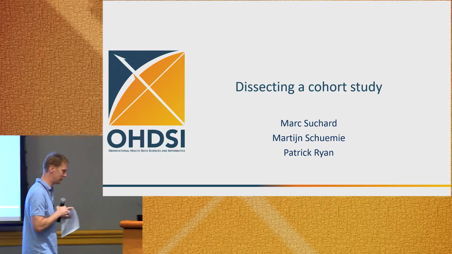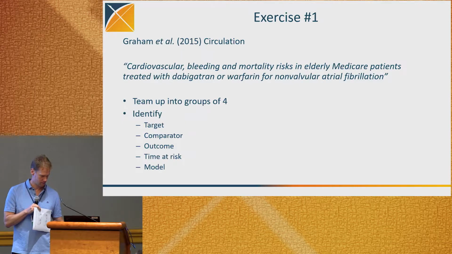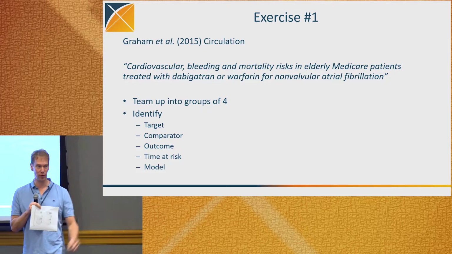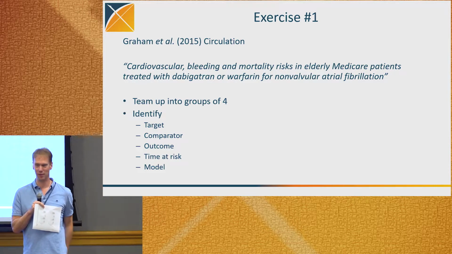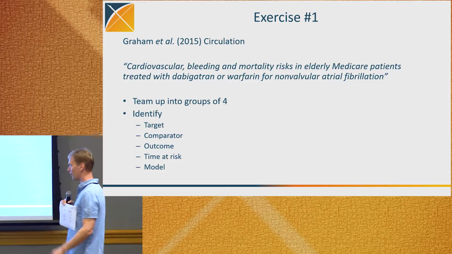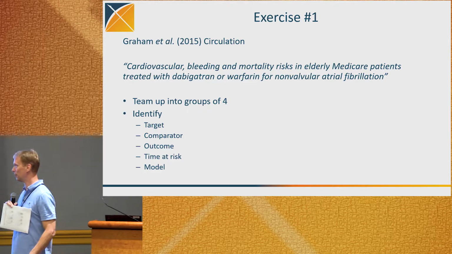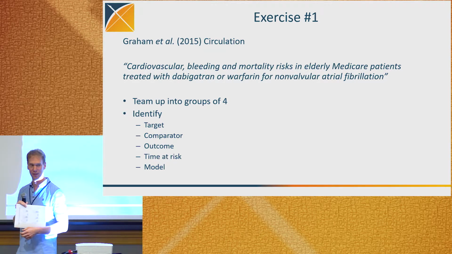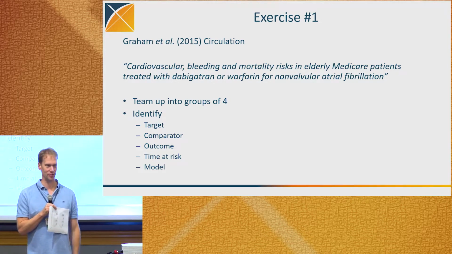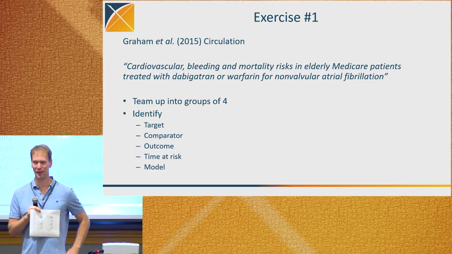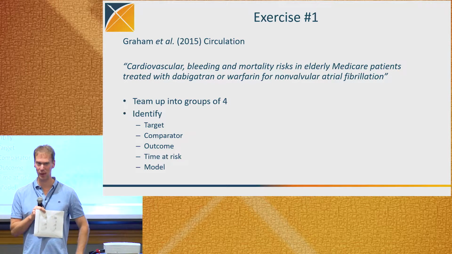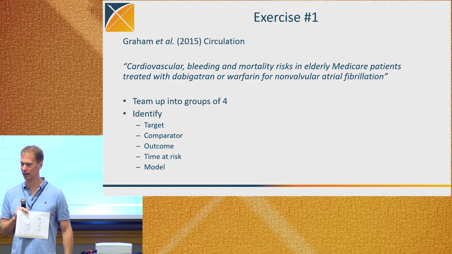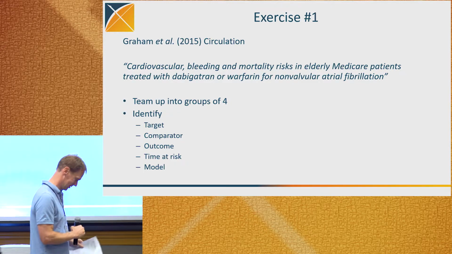But what I want you to do is to team up into groups of 4, so maybe your neighbors and the people behind you. And then as a team, go through the paper and try to identify your target, your comparator, your outcome, your time at risk, and the model that they're using. So read the paper, or you should have already done that, and identify those 5 components in the paper, and then we'll circle back and try and see if everybody was able to find that in this paper. All right, go ahead.